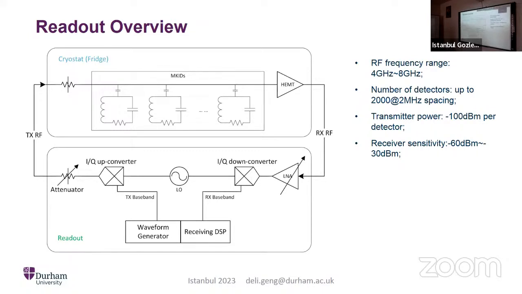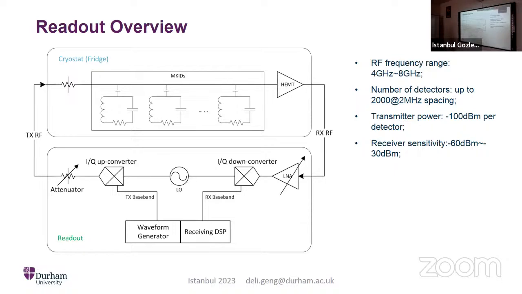I gave some generic specifications in terms of the electronics. This detector is normally designed to work in the range of 4 to 8 gigahertz. And on a single feed line, people can connect up to about 2000 detectors these days. Each detector takes very low power, around minus 100 dBm. Because this signal is pretty low, there are many stages of amplification on the receiving path, and the receiver sensitivity out of the fridge is normally between minus 67 dBm and minus 30 dBm.